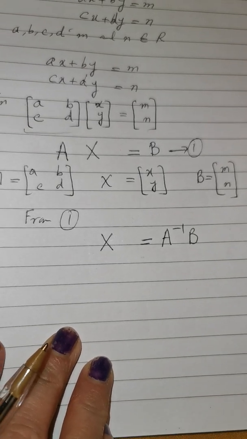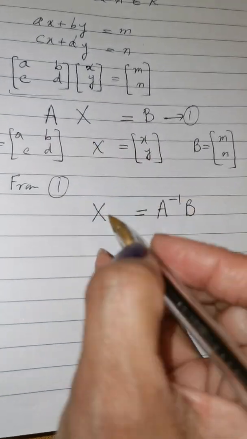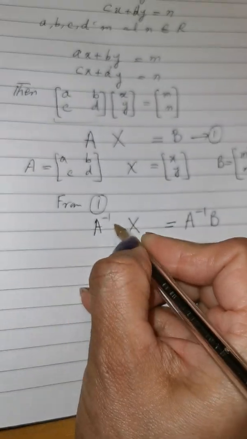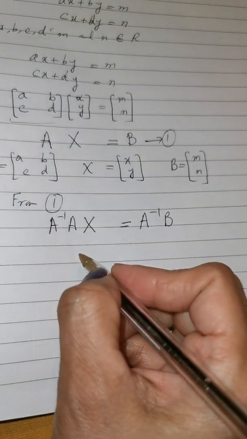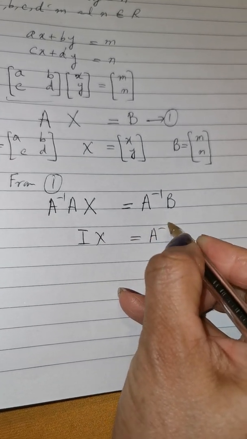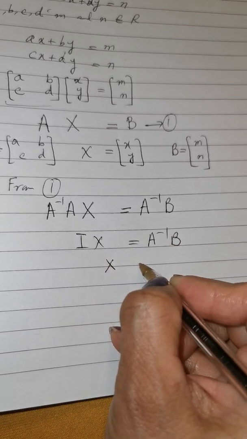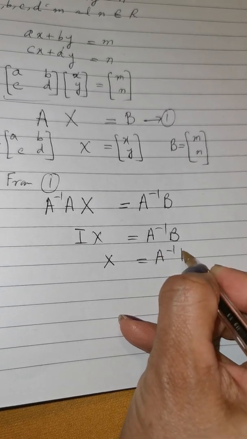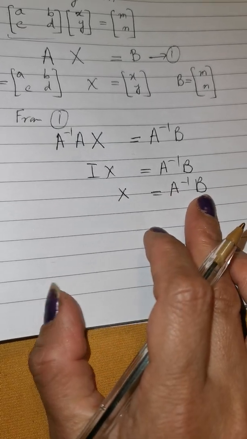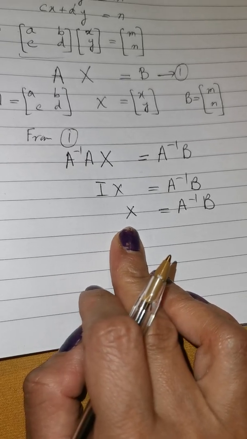So this will become X equals A inverse B. The process is that A inverse is multiplied on both sides. I multiply A inverse on both sides, right? A inverse and A will give me the identity matrix, and the identity matrix, whenever multiplied by any matrix, gives the same matrix. Now if I find the value of A inverse times B, then I will get the matrix X, and it will give me the values of variables x and y.